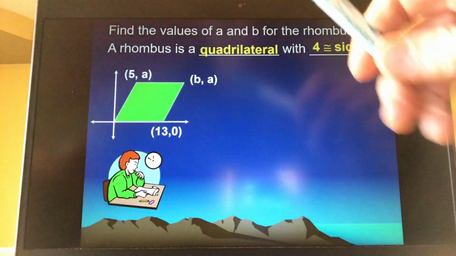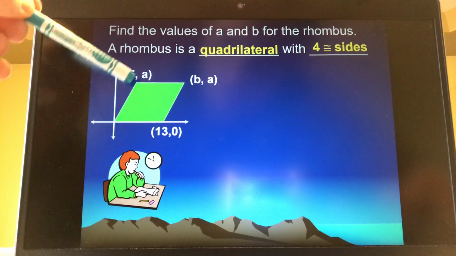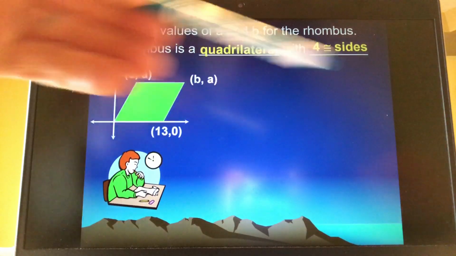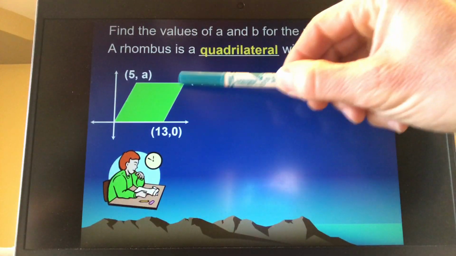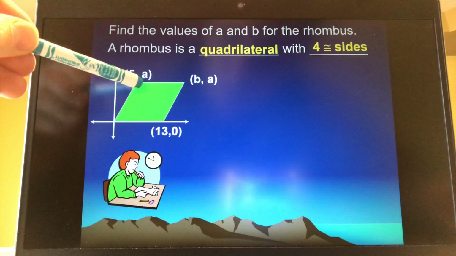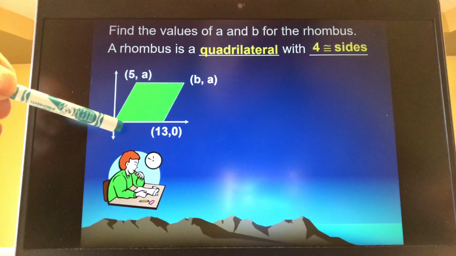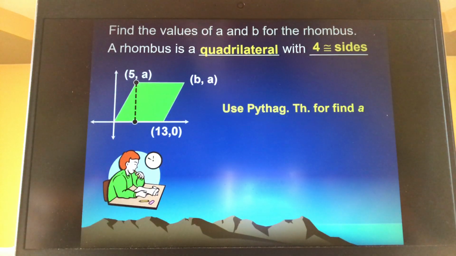All right. So rhombuses have 4 equal sides, which means this hypotenuse over here has to be 13. This hypotenuse has to be 13. So you could draw an altitude here if you wanted to, and look at this little right triangle. Use some Pythagorean theorem, or you could do the same thing over here. Draw this little right triangle here. 5, 13. Little Pythagorean theorem, you can find that distance for A. Hopefully that makes some sense.